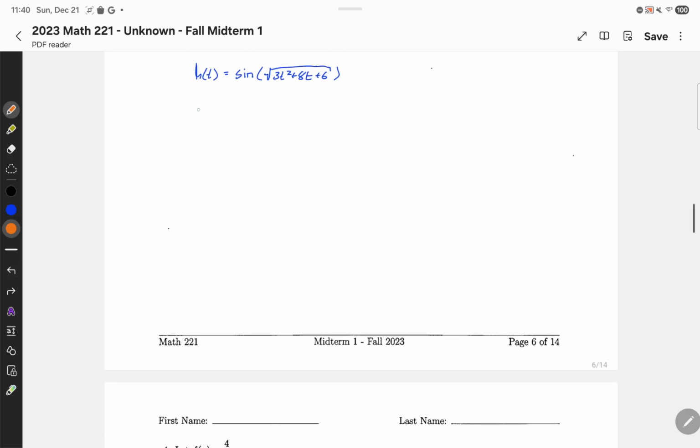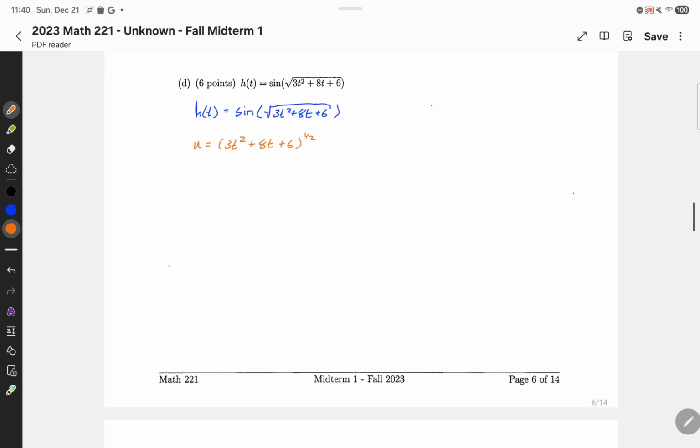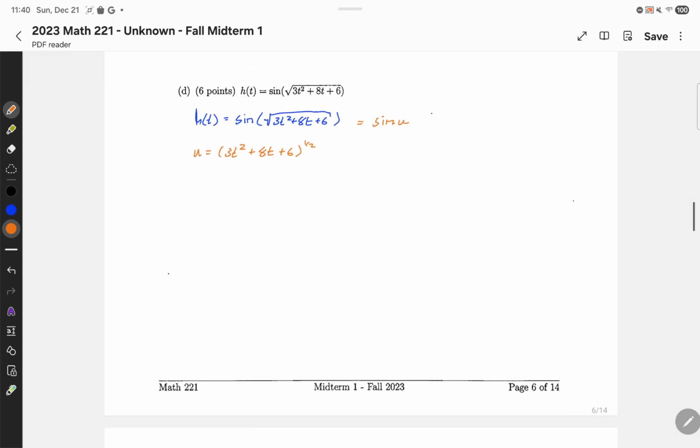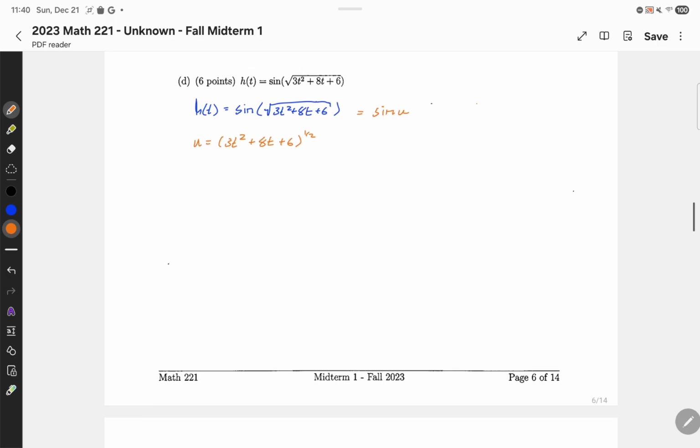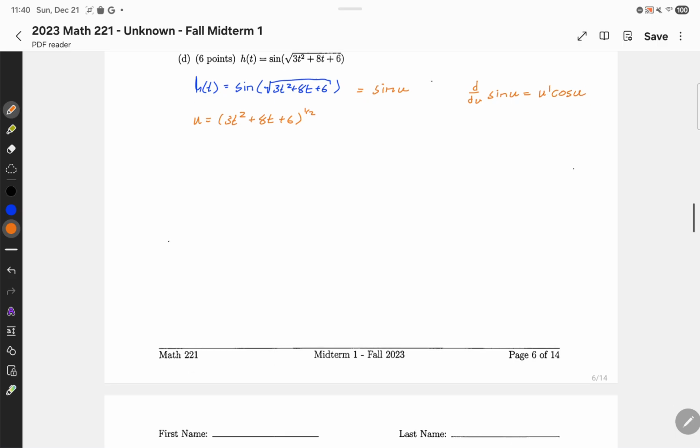So we'll let u be equal to the square root, which I'm going to write as raising to the power of 1/2. So the square root of 3t squared plus 8t plus 6 to the 1/2. So now that we have that h of t is actually equal to sine of u, and what is the derivative with respect to u of sine u? That's just u prime cosine u. So now we just need to find u prime.